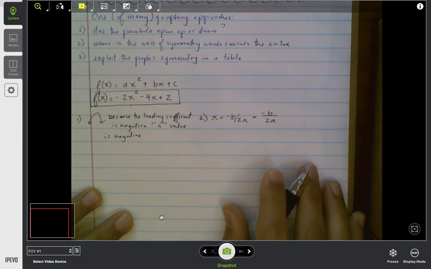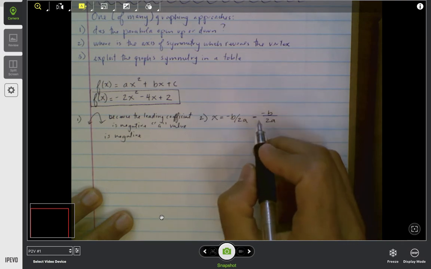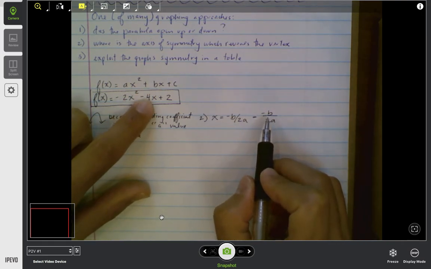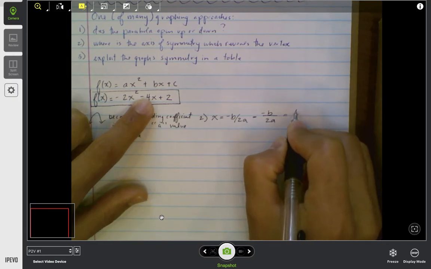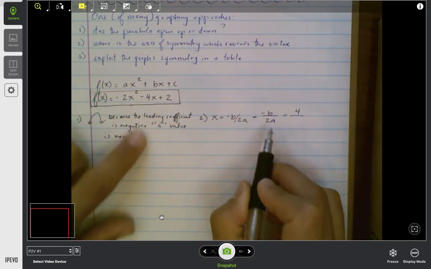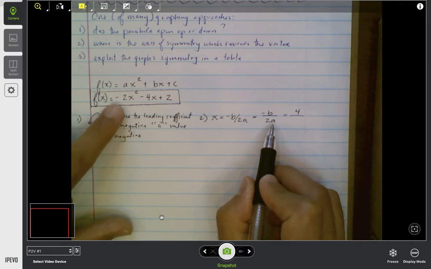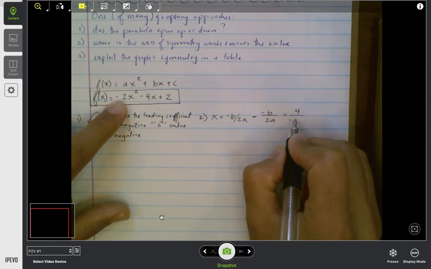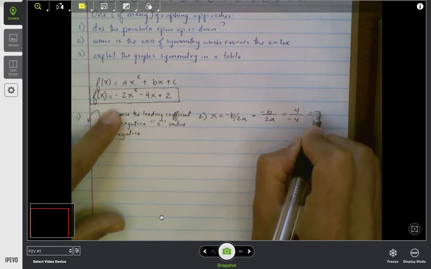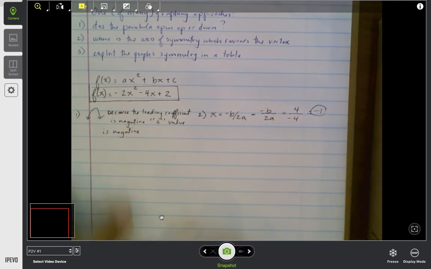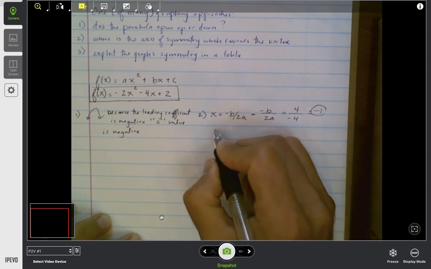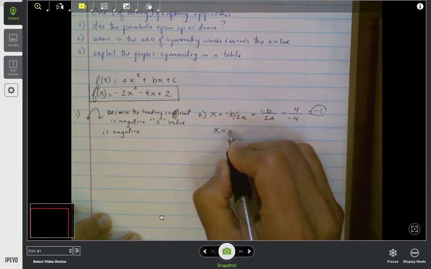Writing it vertically might help you see it a little bit better. I want the opposite of whatever b is. Right now b is negative 4, so the opposite of a negative 4 is a positive 4. Then I want twice whatever the a value is. The a value is negative 2. 2 times negative 2 is negative 4, and we end up with a negative 1. So the formula was x equals this business here. I'm going to rewrite it as x equals negative 1.